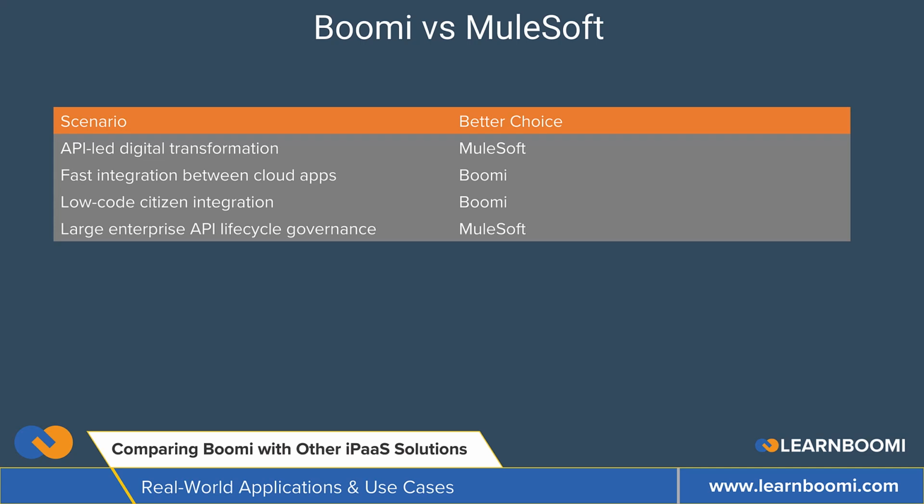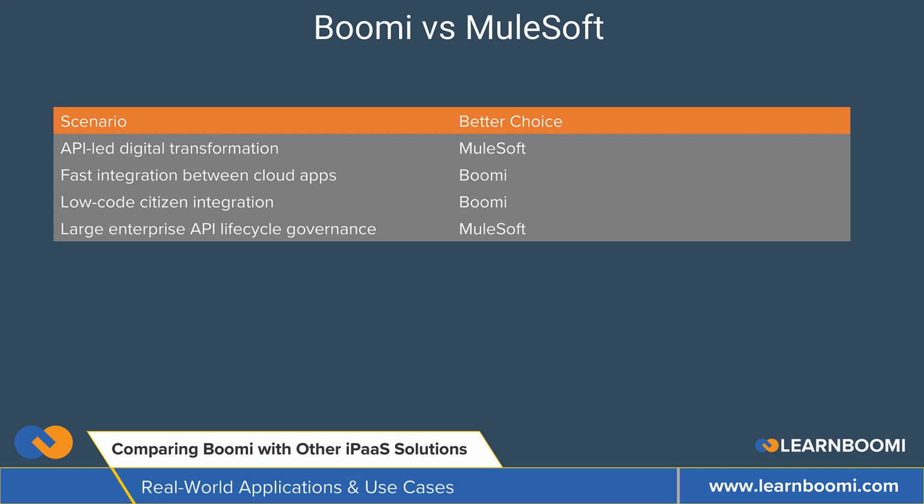What are the limitations? It is high cost, both license and implementation. The cost is very high. It has a steeper learning curve compared to low-code tools and longer development cycles. And how does Boomi compare with MuleSoft? Boomi is easier, faster and more low-code than MuleSoft.